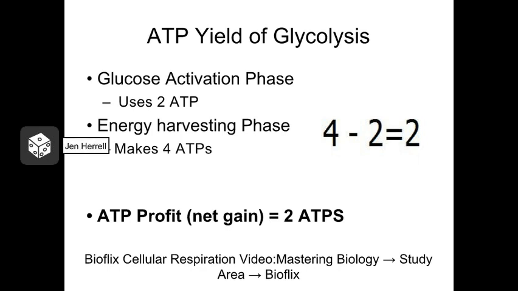Let's talk about the energy yielded by glycolysis. And by energy yielded, I mean how much ATP did we actually make? So the second phase of glycolysis makes four ATPs, which is great. But remember that the first phase used two ATPs. So gross, we have four ATPs, but profit-wise, we really only have two ATPs. So through this process, we're only ahead by two ATPs.